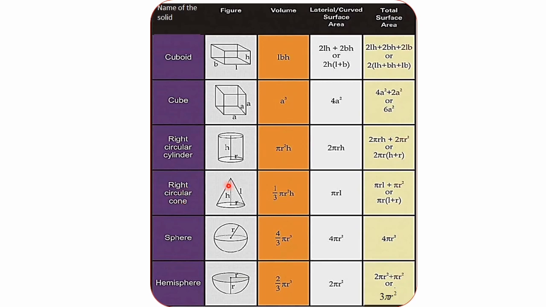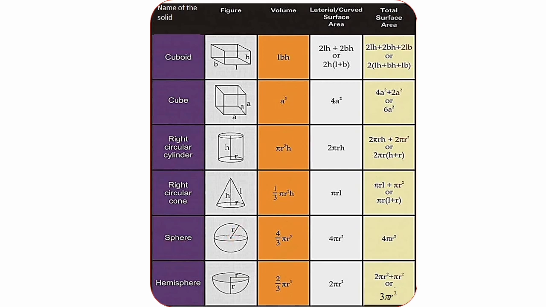Next one is a right circular cone. The height is represented by H. Radius is represented by the letter R and the slant height is represented by the letter L. Then the volume is 1 by 3 pi r square H. Lateral surface area or curved surface area is pi r l and the total surface area is pi r into (L plus R).